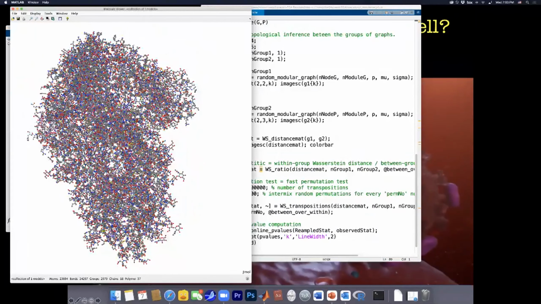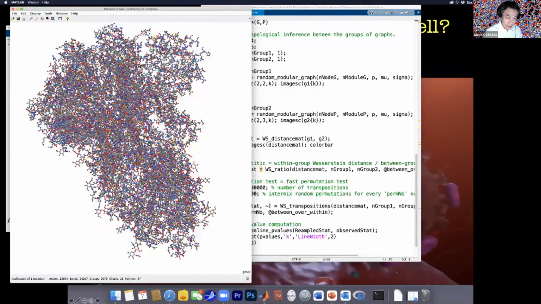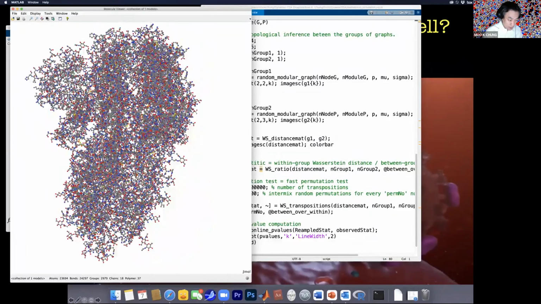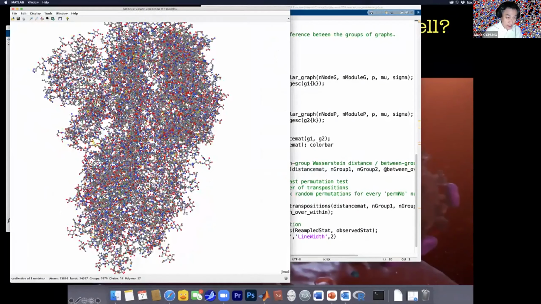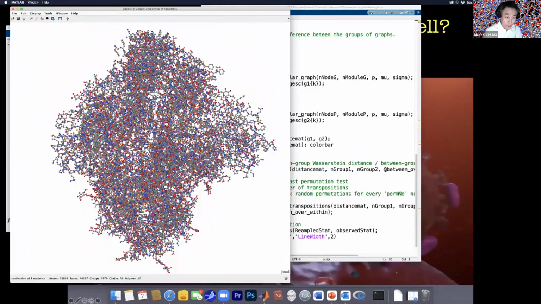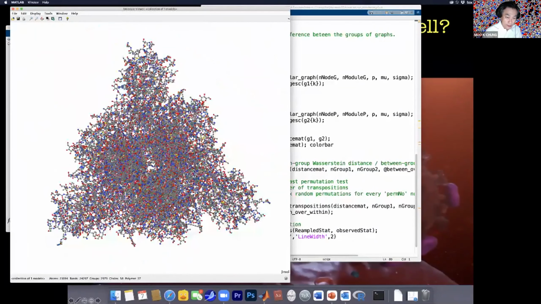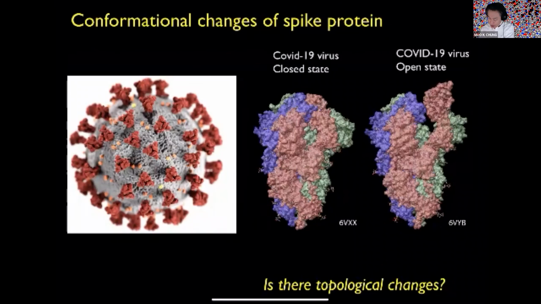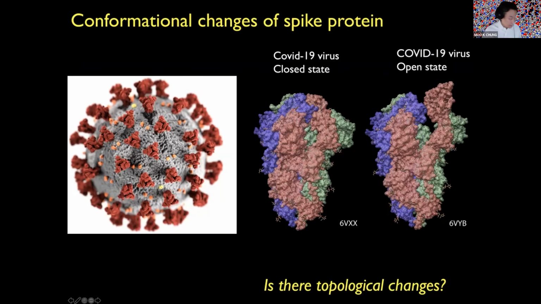And this is one example. See this? It's about how many atoms? About 20,000 atoms. And it's basically 3 domains, 1 to 3. It's symmetric like this. It has a rotational symmetry. And so we're gonna actually look at this COVID-19 virus here. It's like a tetrahedron shape, and there are 2 states. One is closed, the other is open state. When it is open, it's much easier to attach to the host cell.